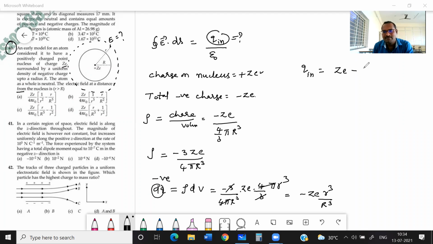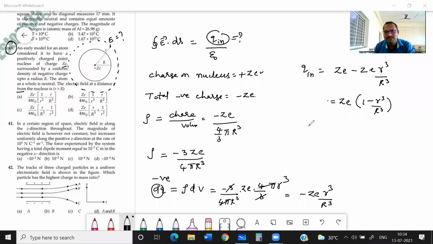That is minus Ze into small r cube by capital R cube. I hope you are understanding why I am taking minus, because plus into minus is minus. Now you can take Ze common. You'll get 1 minus small r cube by capital R cube. Substitute this one here.